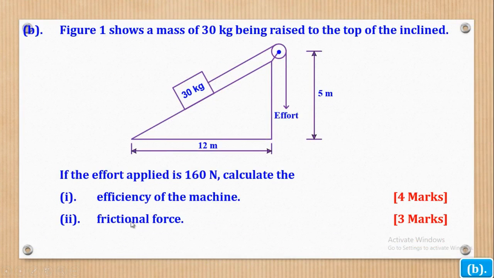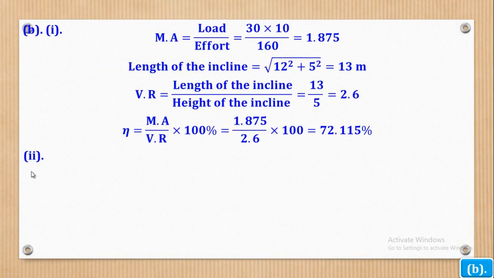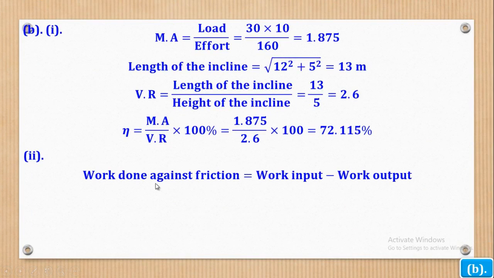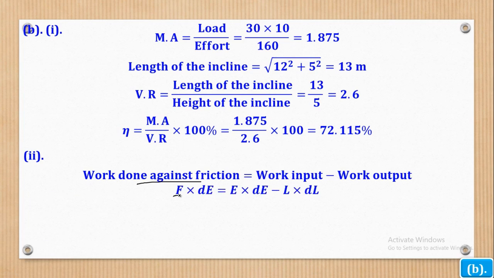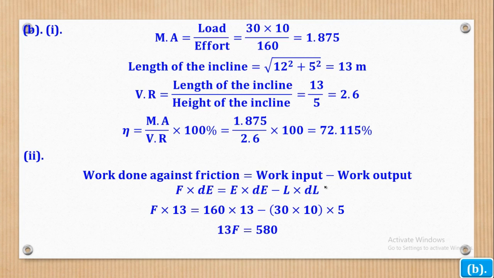Roman 2 says calculate the frictional force. Frictional force is the same as energy wasted, which will be work input minus work output. So work done against friction is force times effort distance, and work input will be effort times effort distance, then work output will be load times load distance. Therefore, when I substitute effort distance is that, effort is that, effort distance is that, load is that, load distance is that. So my aim is to make F the subject. So when I make it the subject, F will be equal to 44.165 newtons.